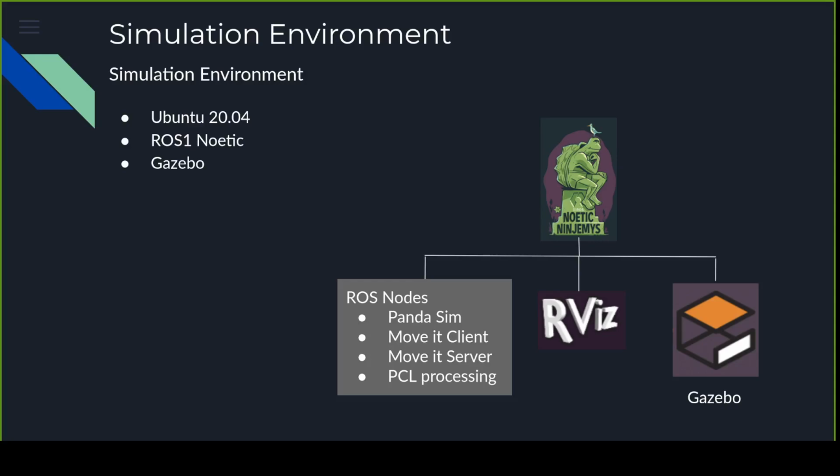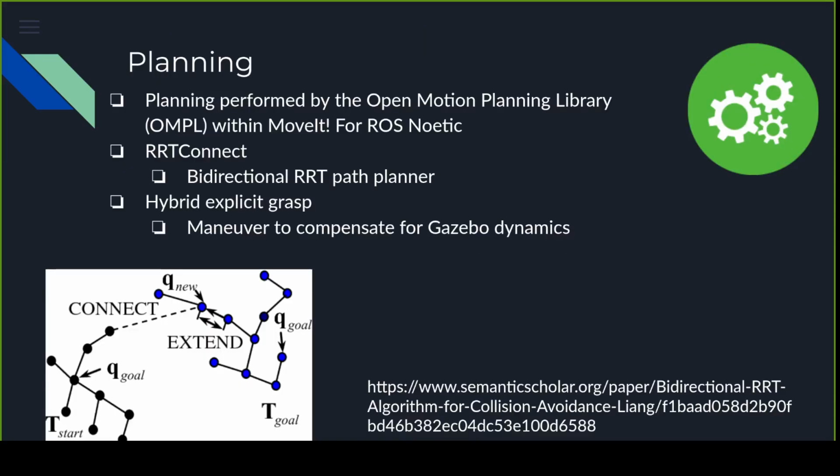So for our simulation environment, we used a variety of common applications. For starters, our operating system was Ubuntu 20.04. The framework we were using was the ROS1 Noetic framework, and for simulations, we're using Gazebo. The major nodes that we had in ROS were the Panda Sim, which covered the basic simulation of our robot, the MoveIt client and server, which, as Edward had said, work in tandem to push the poses to our simulation, and lastly, the PCL processing. This is responsible for dissecting the point clouds that we had.